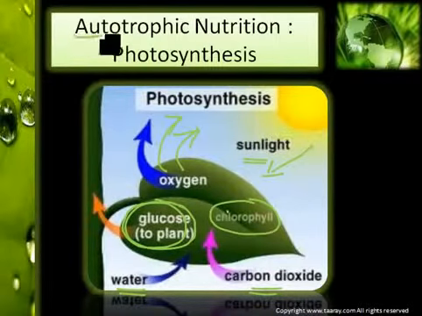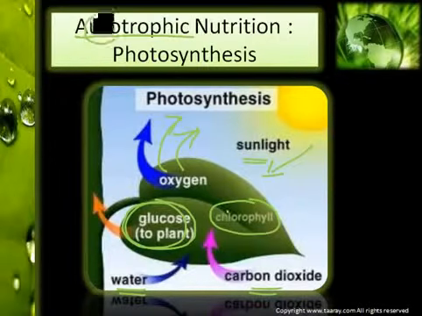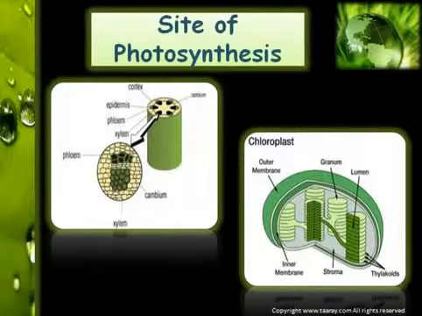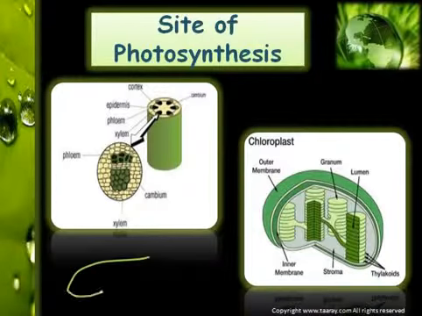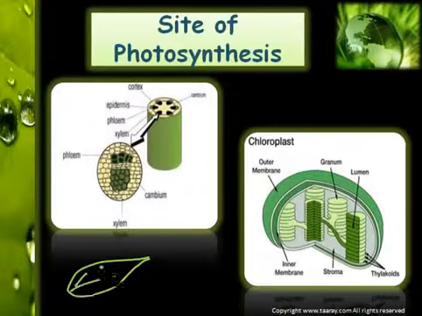As we all know, in autotrophic nutrition, auto means self. So plants make their own food. Now what is the site of photosynthesis? Where does photosynthesis take place? It is mainly carried out in the leaf of the plant.